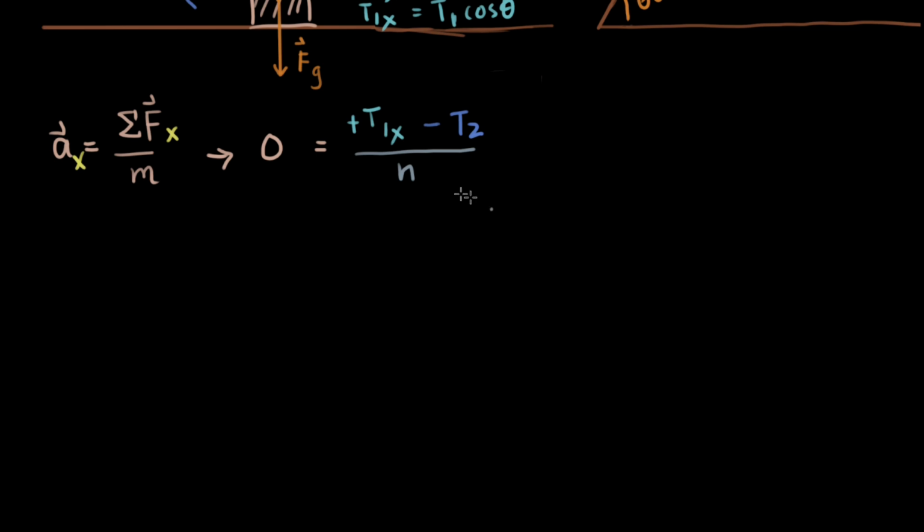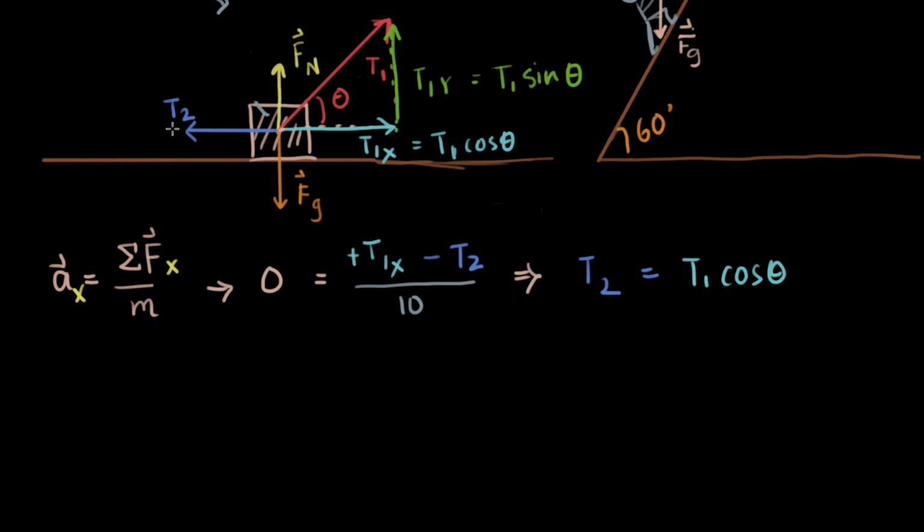We can also write it as mass, because it's going to get multiplied with 0 anyway. So I'm going to skip that step, and we just bring the T2 to this side, and it will become positive, equal to T1 sub x, that is just T1 cos theta. So we just proved that these forces are balancing each other using the second law of motion, right?